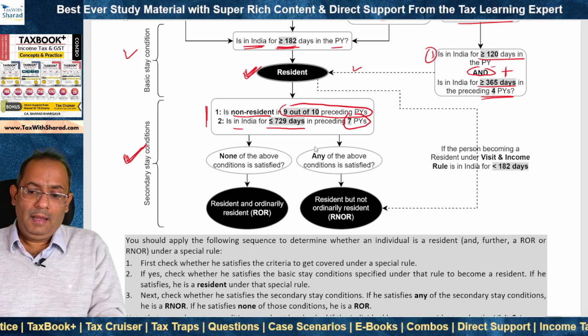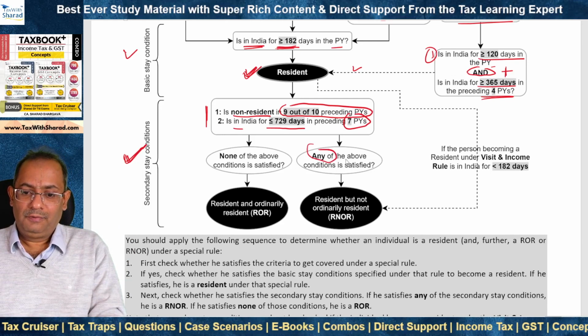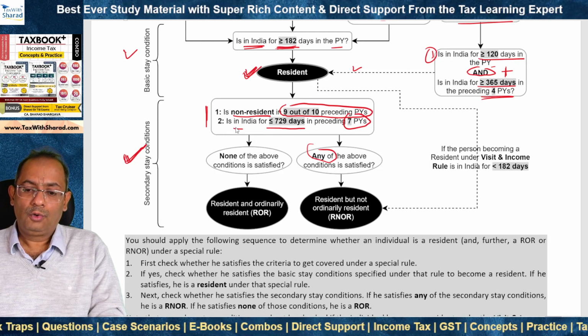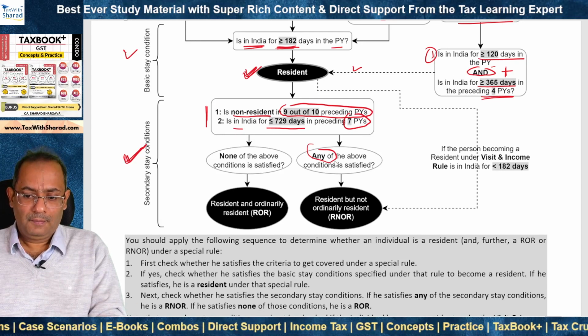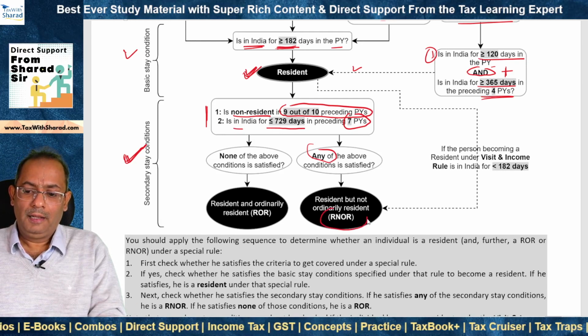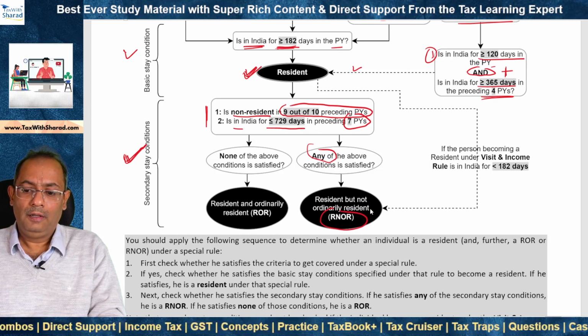So if any of the above conditions is satisfied, that means either one or two or both, then the person becomes a RNOR, that means resident but not ordinarily resident.